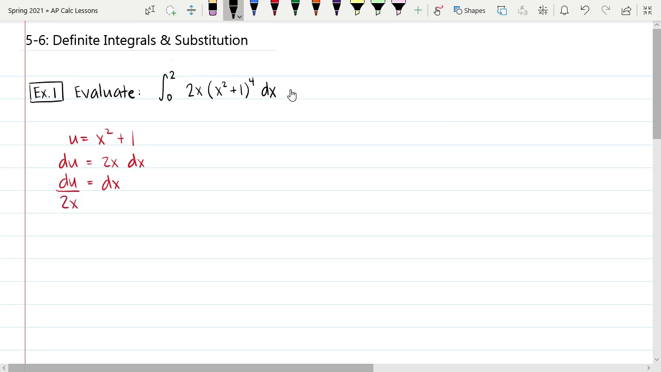Okay, so now when we do that substitution, I'm going to leave off those limits for just a moment. I'll come back to them in just a second. So we've got the 2x times, and then now we're going to have u to the fourth, and then our dx, remember, is going to turn into du over 2x. So of course that 2x and that 2x are going to cancel out.